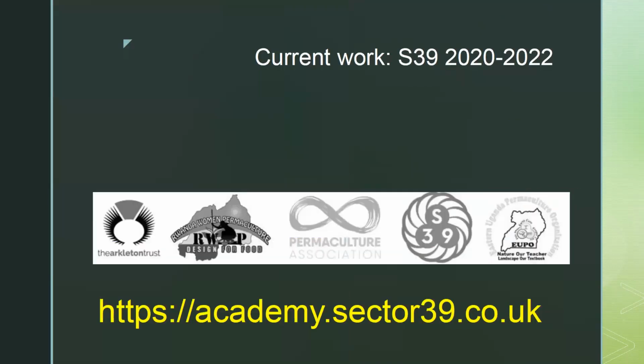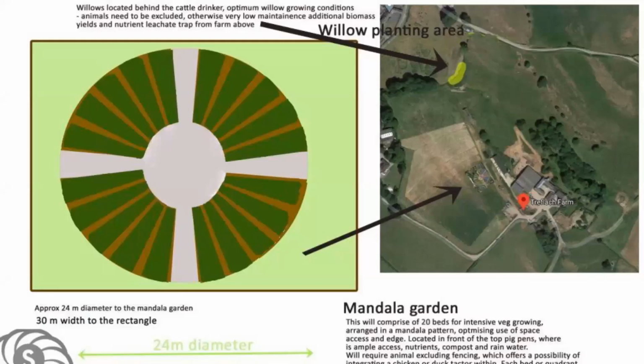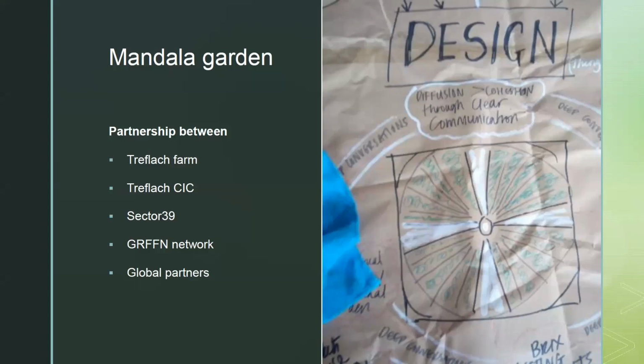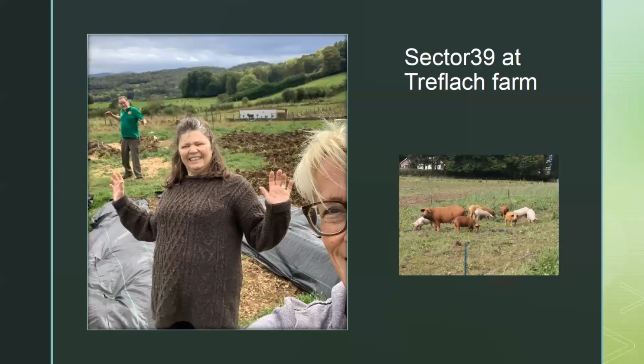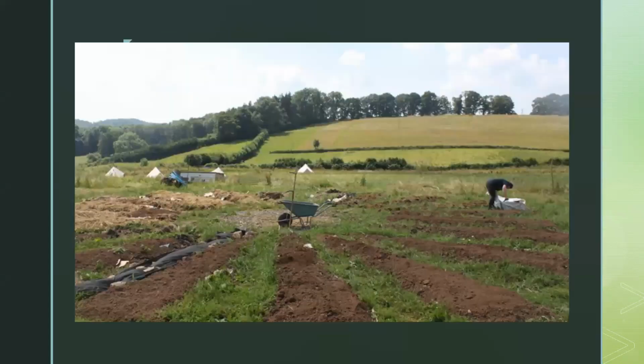So our current work has been to build on almost a sort of random hodgepodge of courses and training and friendships and connections that we've made, and to try and bring that into some shape. I live in the Welsh borders, and I have a friendship with a local farm called Trevlach Farm. I ran a course there a couple of years ago. We came up with some design ideas to build a garden using volunteers that fits the farm and helps suit the other outputs and activities on the farm.